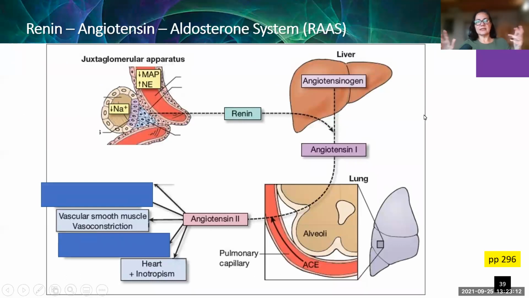And finally, this is that diagram to review the renin-angiotensin-aldosterone system. If you know this cold, you can go ahead and end part 2 here. If not, go ahead and listen in on the review.